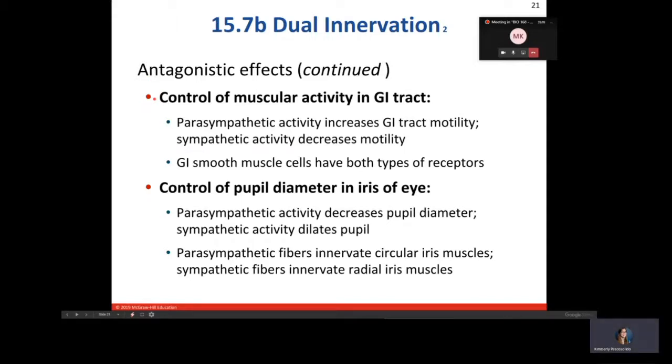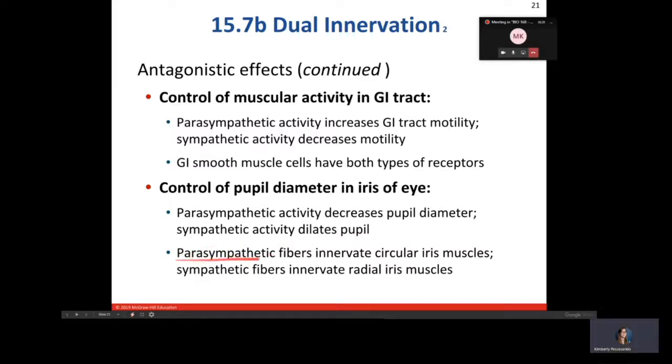Our pupil, right, control of the pupil in your eye: parasympathetic activity decreases pupil diameter, so it causes it to constrict, whereas sympathetic activity dilates the pupil. The way I remember this is I think about dilating the pupil as letting in more light so you can see really well, and maybe in a fight or flight instance, you might need to see better. That's just a way that I can remember it, not necessarily why it happens.